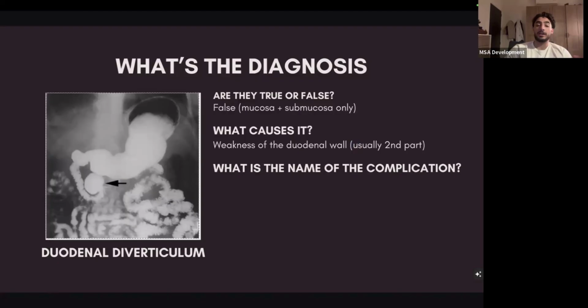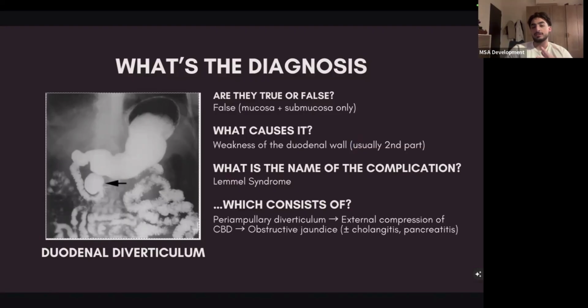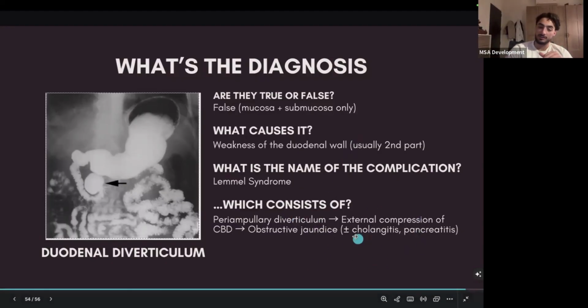What is the name of the complication that could be seen in duodenal diverticulum? It's Lemmel syndrome. And what does it consist of? It's basically obstruction of the common bile duct, which leads to obstructive jaundice and things like pancreatitis or cholangitis.